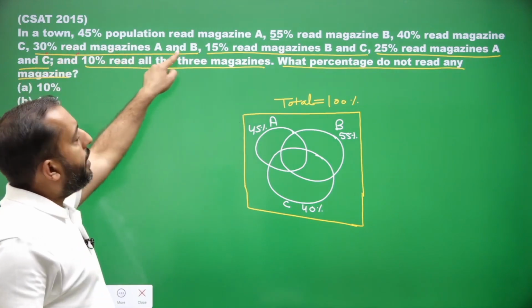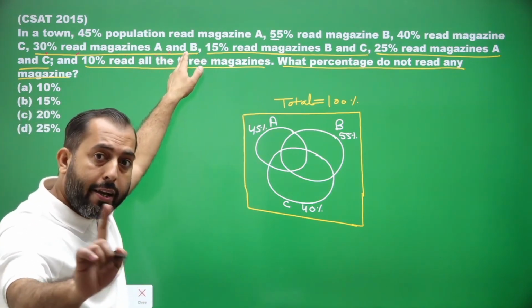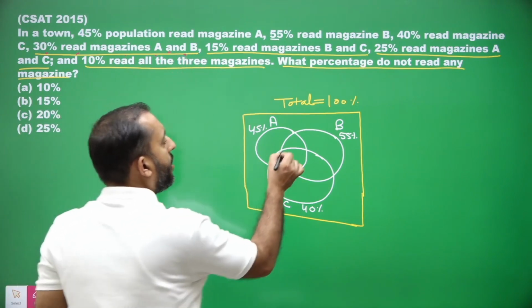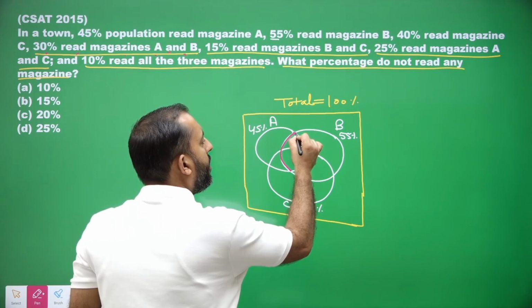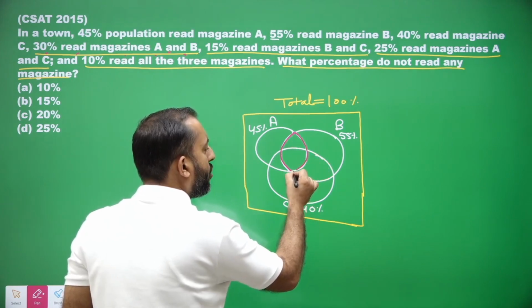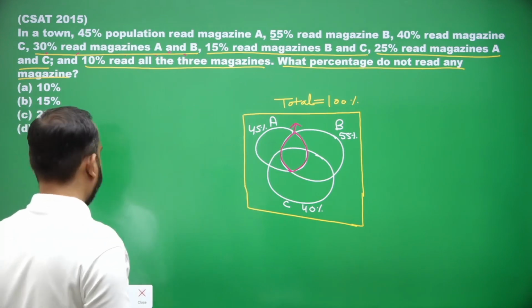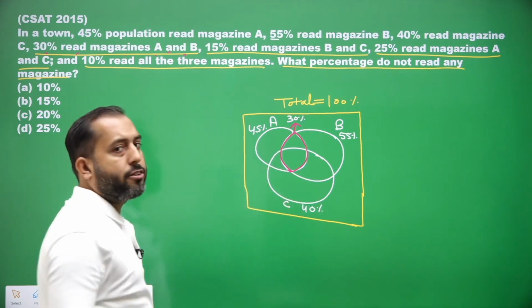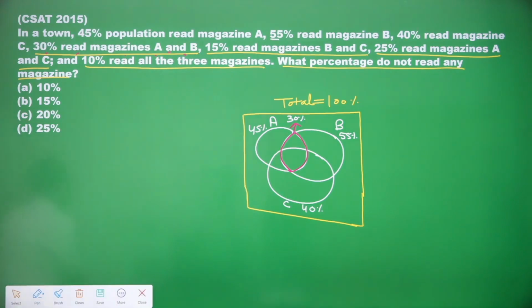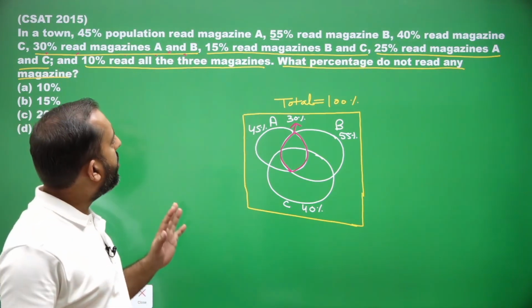Now, 30% read magazine A and B. What is the meaning of this line? It is A and B, not only A and B. Meaningly the value of complete intersection which is present between circle of A and circle of B, the value of this complete intersection is 30%. So 30% read magazine A and magazine B. I hope you have understood what this 30% is representing here.